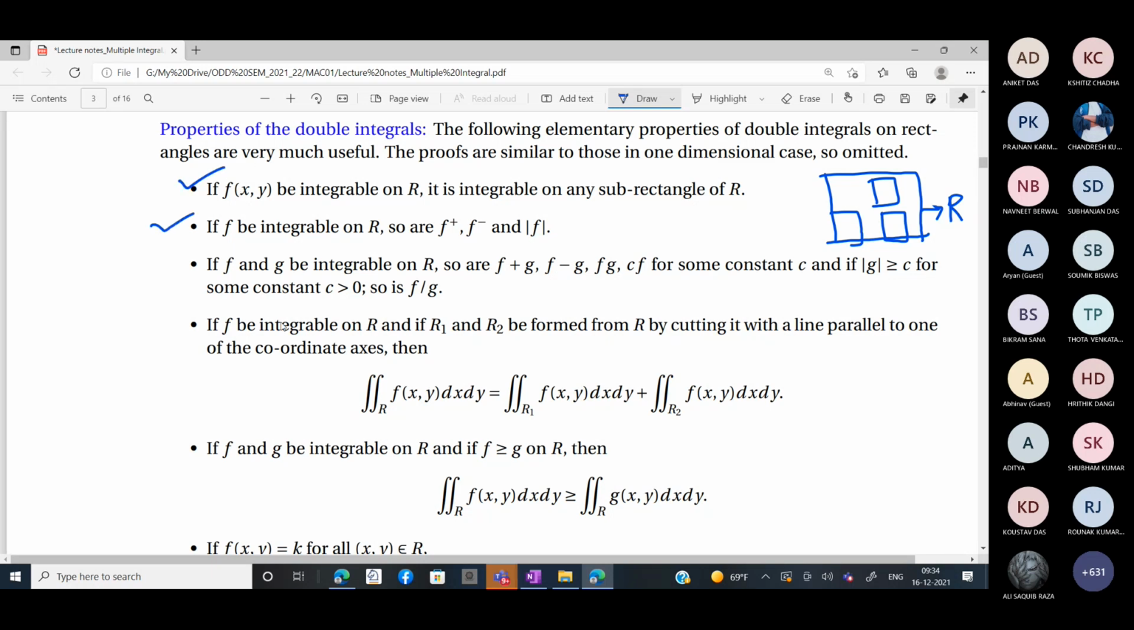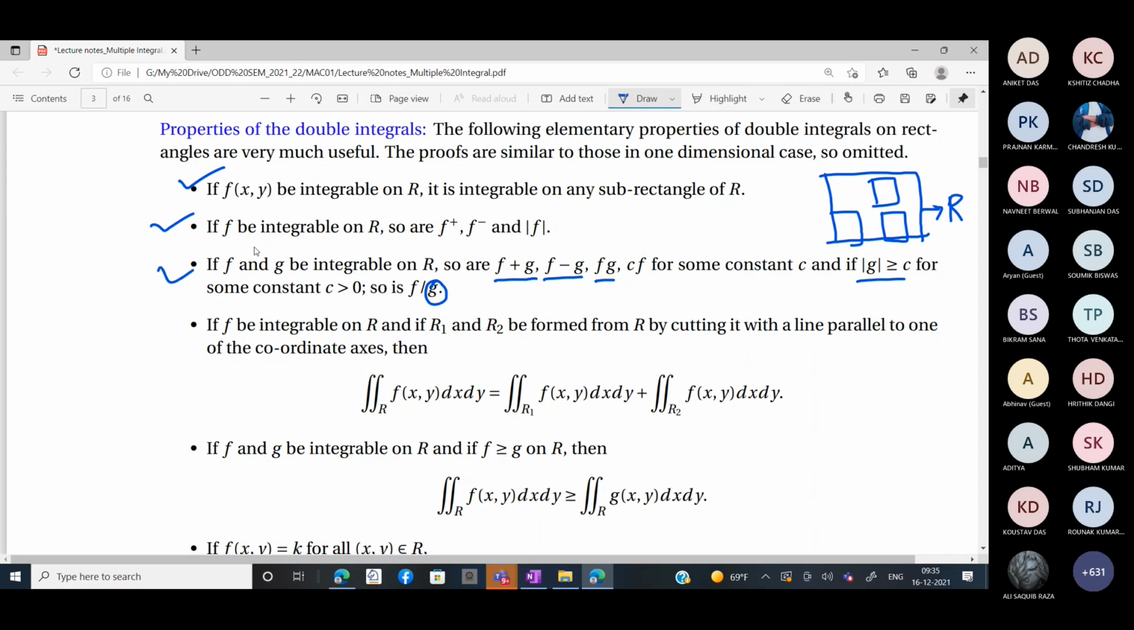This you already understand. If f and g are integrable on R, then f plus g, f minus g, f into g, c into f for some constant c are also integrable. And if mod g is greater or equal to c for some constant c greater than 0, then f by g, basically here g has to be positive, so this is the very natural expectation, then we can say that the division, that function f by g, is also integrable.